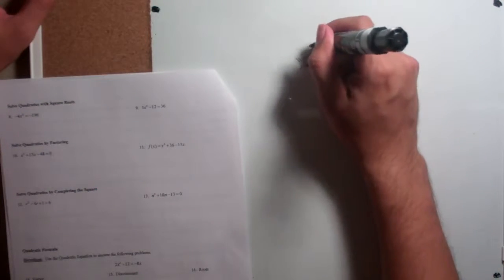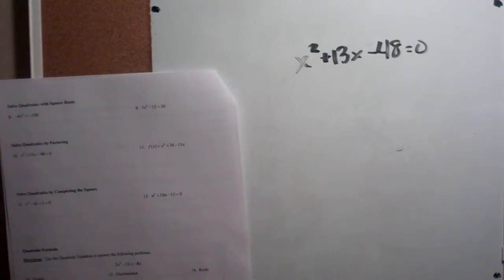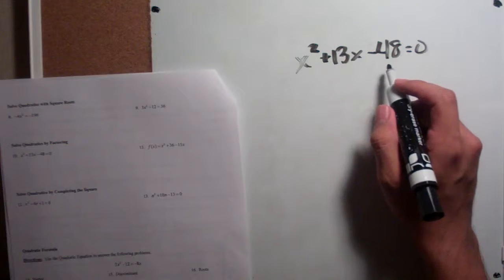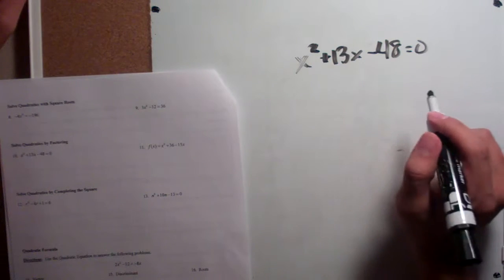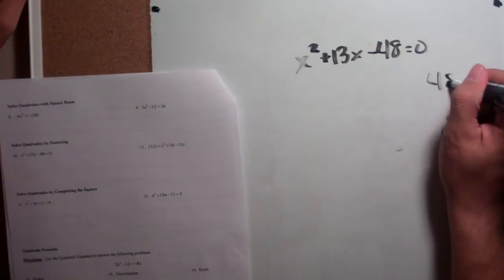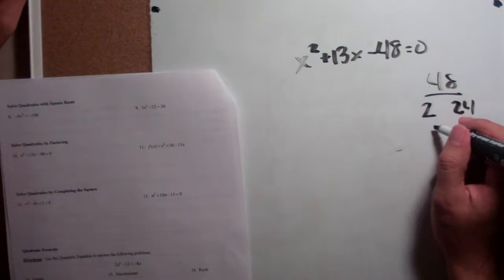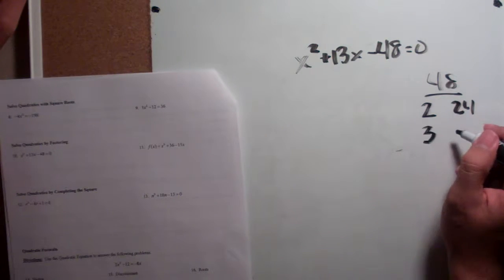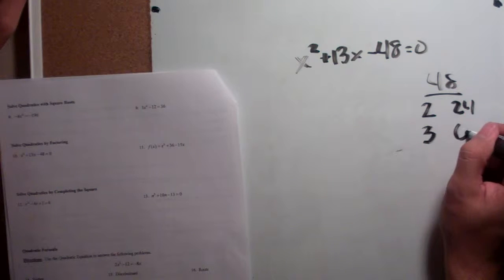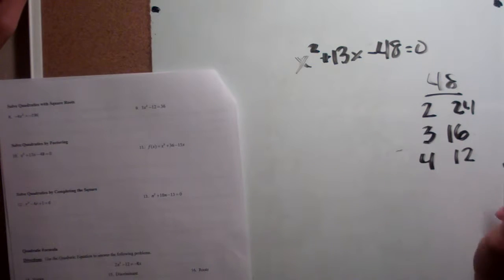Solve by factoring: x squared plus 13x minus 48 equal to 0. This has to be in standard form. It already is, so that's awesome. I'm going to use the factors of 48 that, whether I add or subtract them, give me 13. You may just end up listing out certain things. So let's use 2 and 24. Nope, that doesn't work. 3 and 16 doesn't work. 4 and 12 doesn't work. 6 and 8.